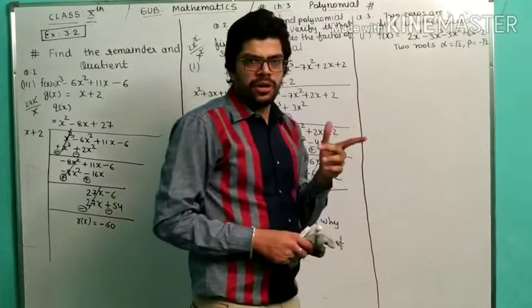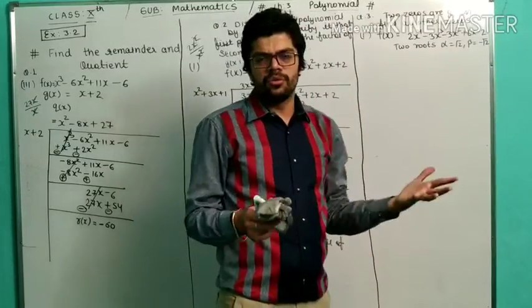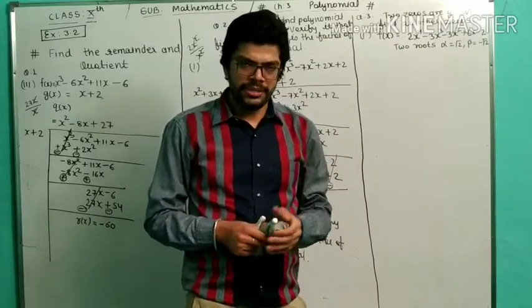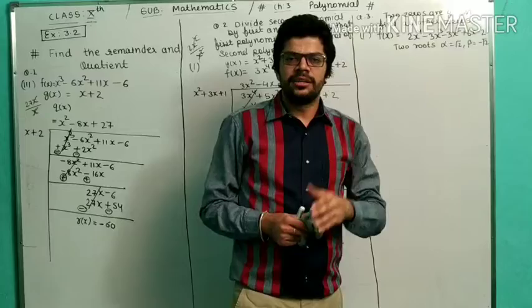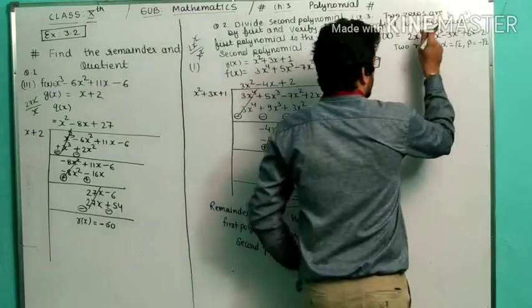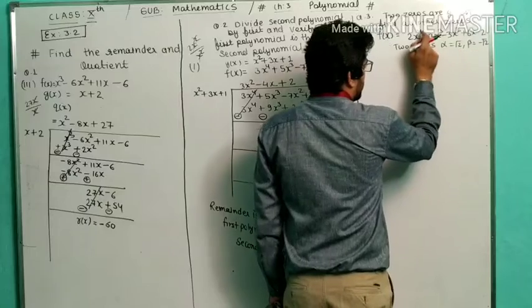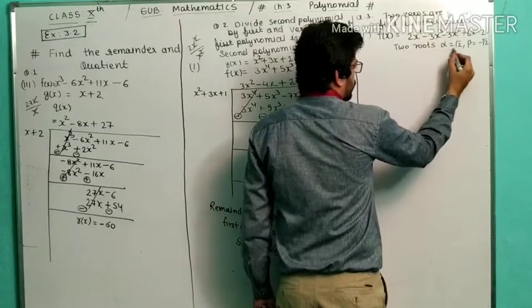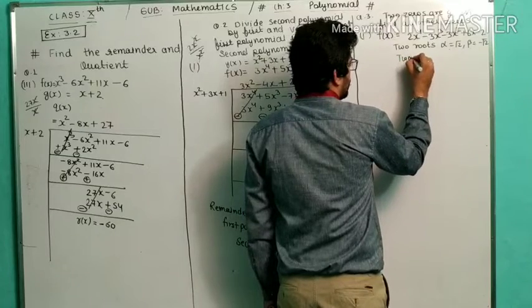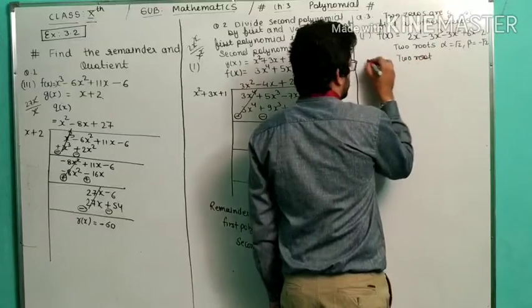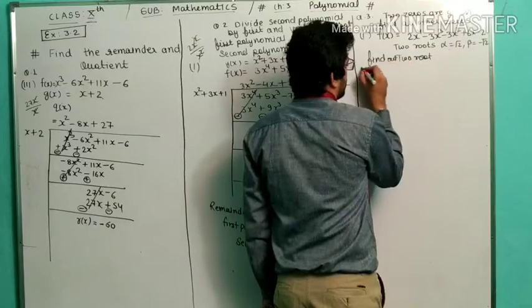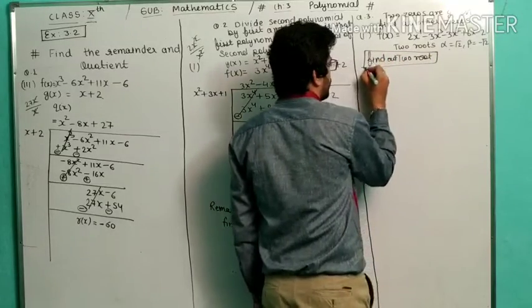In my previous video I already described what we mean by roots and so on. You can go through it, the introduction of polynomials, to understand what we mean by roots and zeros. So here we want to find two more roots. Two are given, total number of roots is 4. Two are given, so how many roots do we have to find out? Two roots we have to find.